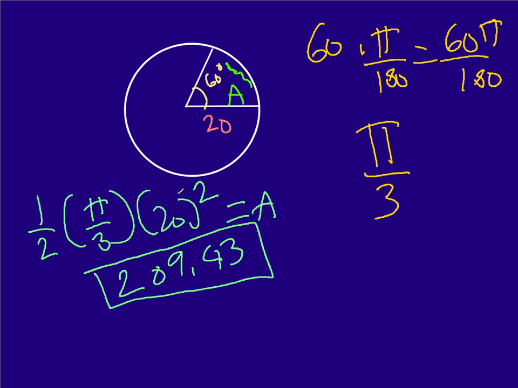So, of course, 20 squared is going to be 400. 1/2 times pi over 3 is going to be pi over 6. You multiply pi over 6 by 400. Okay, you get 400 pi over 6. It's not that deep. You can calculate on your own. And this is kind of how it works out. So this area right here is going to be 209.43, whatever units you're using at the time.